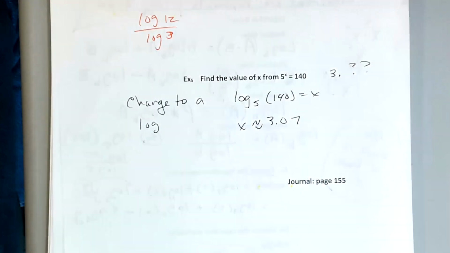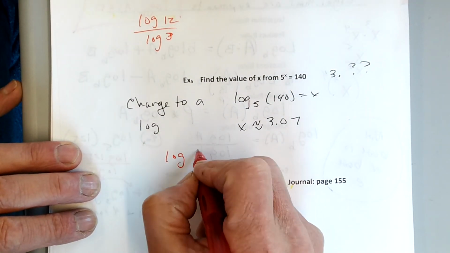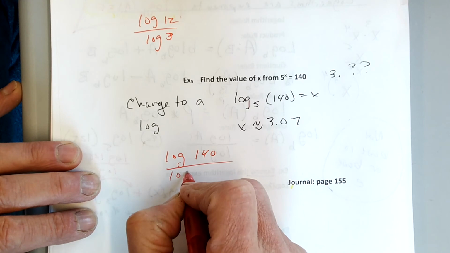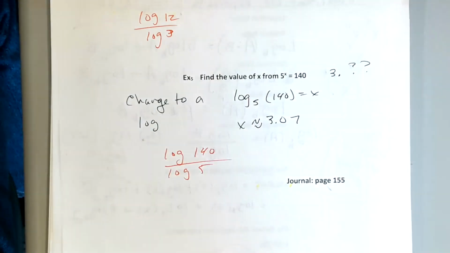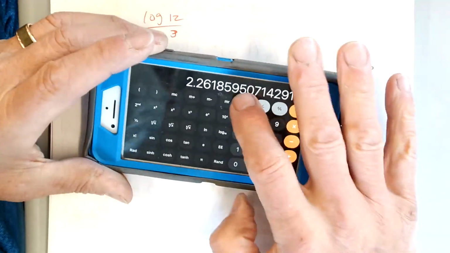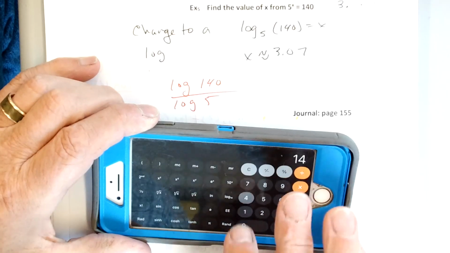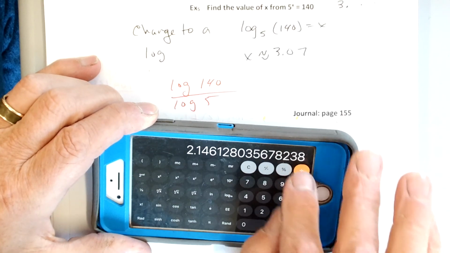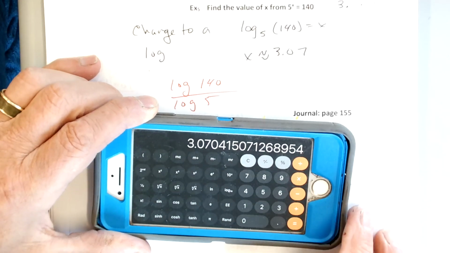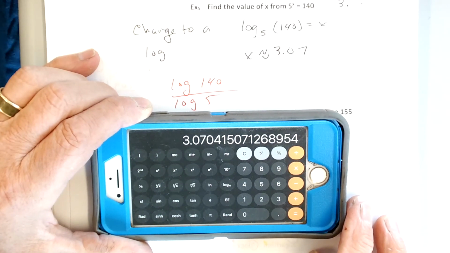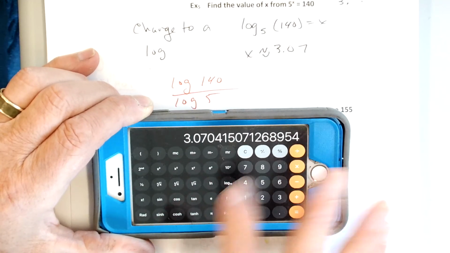Or if you don't have a fancy button, you can just take the log of 140 divided by the log of 5. Then you can use a standard calculator or your phone, right? Okay, so clear. If you have to use your phone, you can just take 140 log divided by 5 log equals, and there it is. Okay, so you can use your phone if you had to, but you don't have a special base button on your calculator, right?